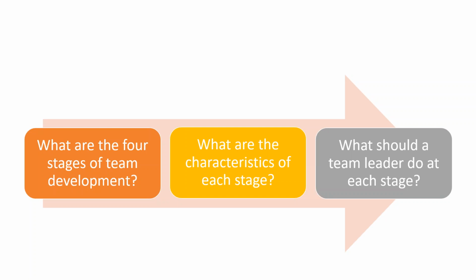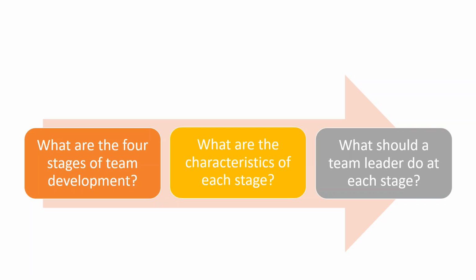Then I'm going to talk about the characteristics of each stage, and what I want to do there is just give you some indicators so that when you look at your team you can say, okay, I can see that my team is in stage 1 or whatever it is because they're exhibiting these certain behaviours. And in particular, the third point I want to go through today is to talk very much around what you should do as a team leader to move the team on from the stage that you're at.